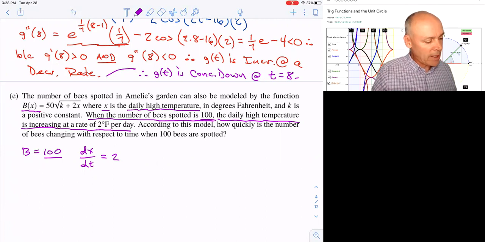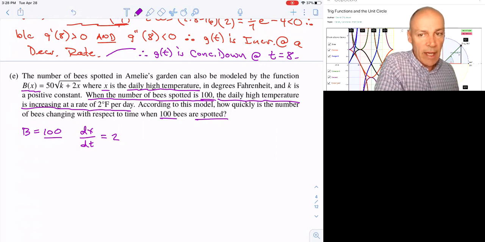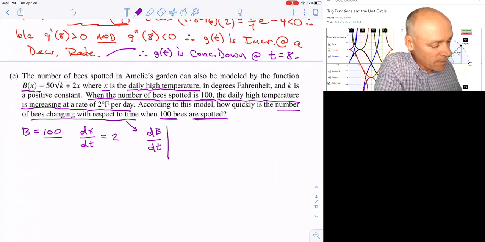According to this model, how quickly is the number of bees changing with respect to time when 100 bees are spotted? Well, and this is maybe the most important thing we need to translate: what are we asked to find? We're really asked to find how quickly is the number of bees changing with respect to time. Well, the number of bees changing with respect to time, I hope you might be able to come up with, is the change in the number of bees with respect to time, dB/dt. And then when 100 bees are spotted, we're basically saying that B, the number of bees, is equal to 100.